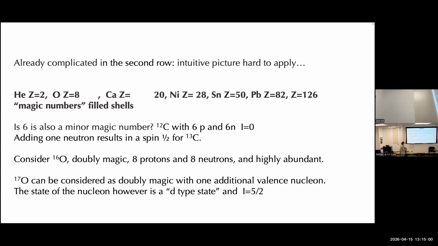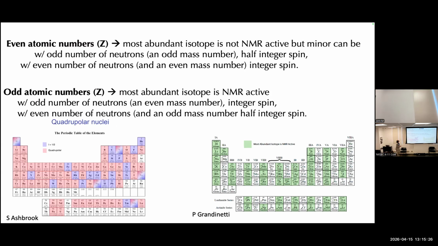O-17 could be considered a doubly magic number with one addition of a valence nucleon. However, it is not 1/2, which makes us very unlucky or lucky, depending on what you hear from Europe tomorrow. It's an I equals 5/2, which you can think of as sort of like a D state. So already in the first row, our intuition is not a real straightforward thing.